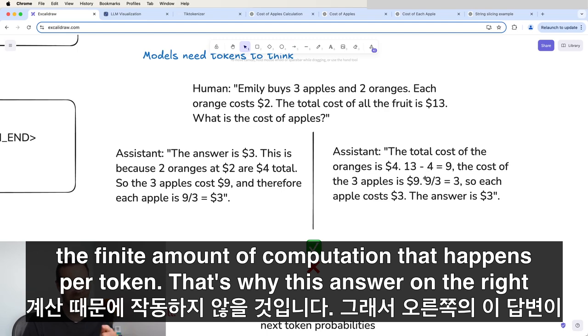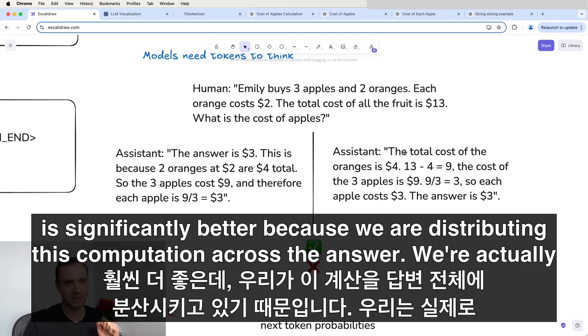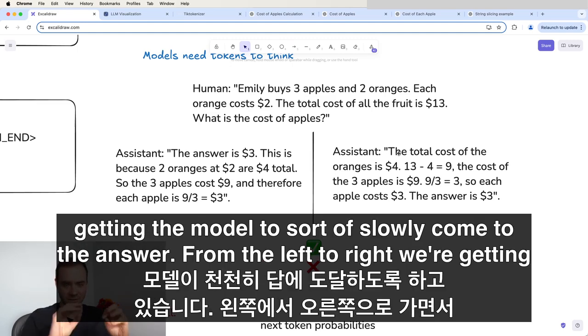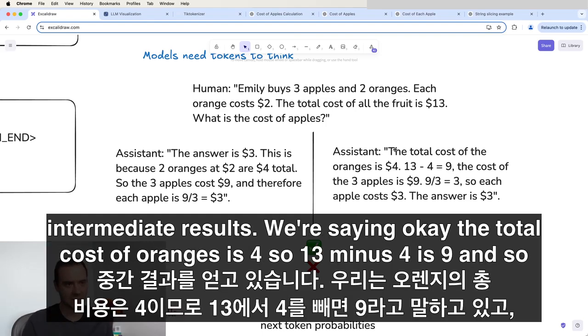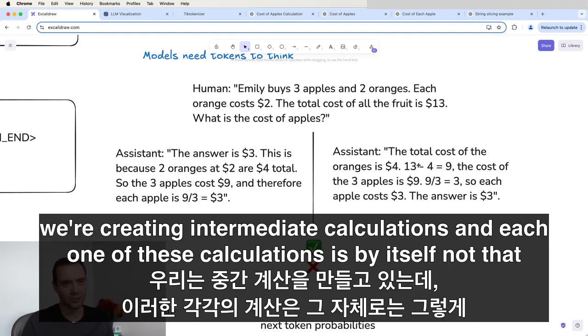That's why this answer on the right is significantly better, because we are distributing this computation across the answer. We're actually getting the model to sort of slowly come to the answer. From left to right, we're getting intermediate results. We're saying, okay, the total cost of oranges is 4, so 13 minus 4 is 9. And so we're creating intermediate calculations. And each one of these calculations is by itself not that expensive.